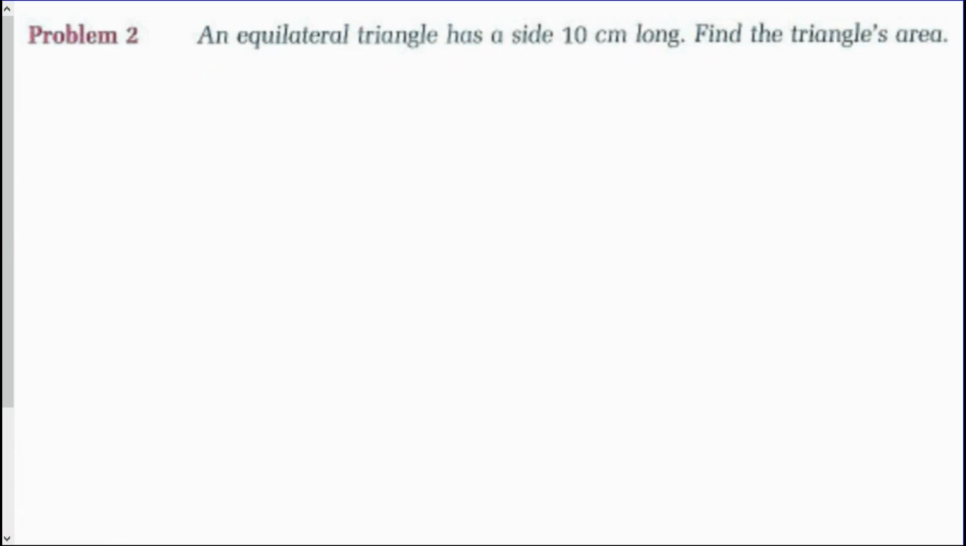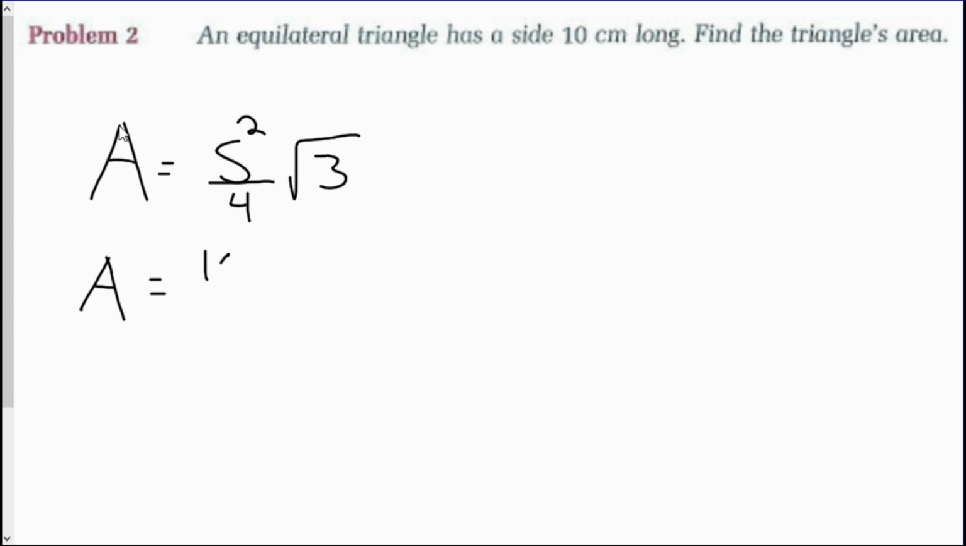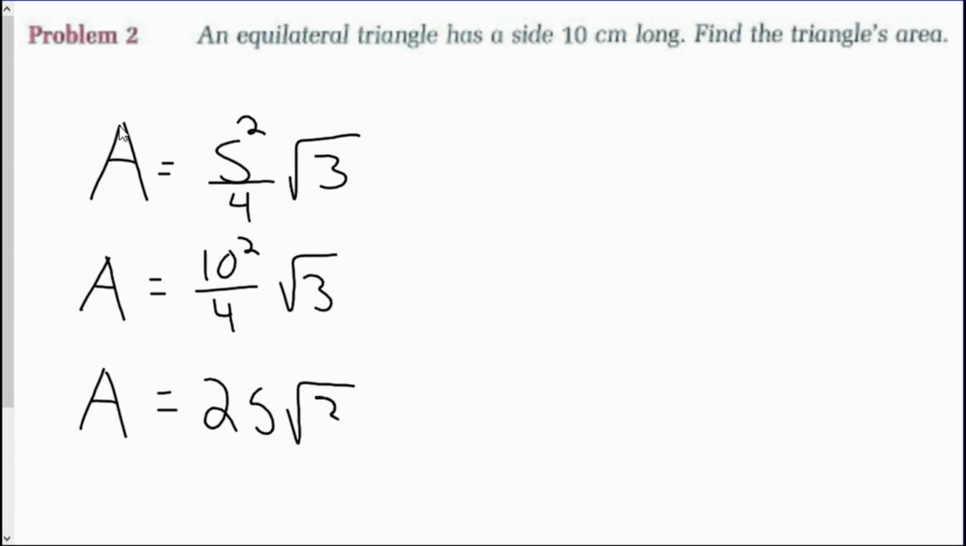Looking at problem 2, an equilateral triangle has a side 10 centimeters long. Find the triangle's area. So I know area of an equilateral triangle is equal to side squared divided by 4 times root 3. So if I have a side length of 10, 10 squared divided by 4 times root 3 will be equal to the area. 10 squared is 100. 100 divided by 4 is 25 times root 3 is 25 root 3. So the area of a triangle with a side length of 10 centimeters is 25 root 3 centimeters squared.